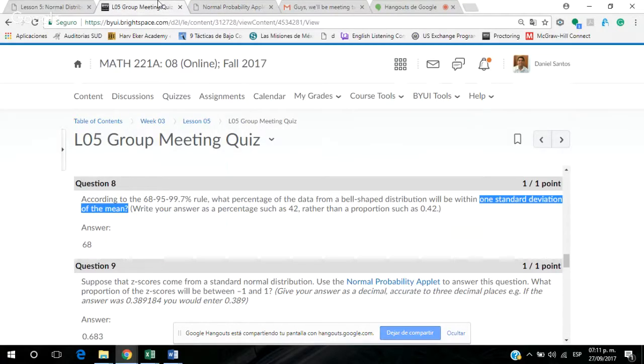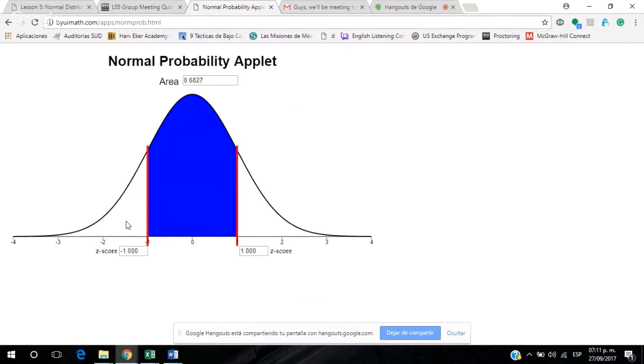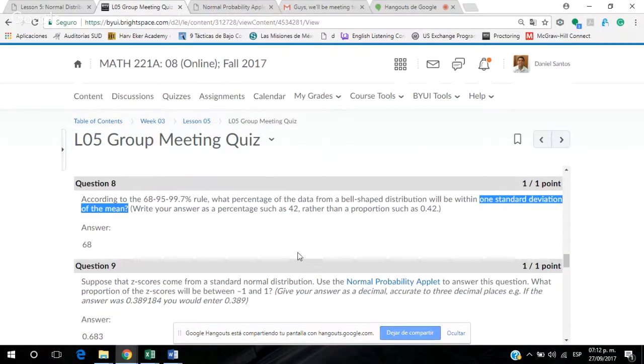The question says what's the percentage within 1 standard deviation from the mean. So I understood that the z-score would be 1. So when I click on 1, can you see my screen? I see where I went wrong. I was reading the help that says write your answer as a percentage backwards. I was reading it to write it as a decimal instead of a percentage. So that was a silly mistake. That's my bad.